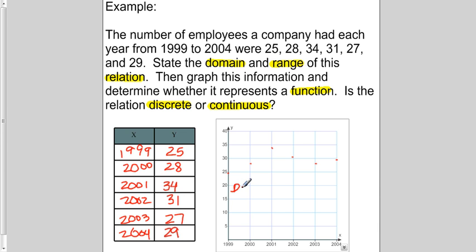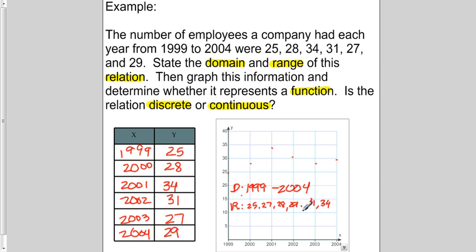I'm going to list them right here on the graph. So my domain are the years from 1999 to 2004. And to save on time, I'm not going to list them all. Those are the x values. To state the range, you're simply going to list the y values in order from least to greatest. And so these I do need to list. I've got 25. The next one is 27. Then 28. Then 29. 31. And 34. Those are my range values in order from least to greatest.